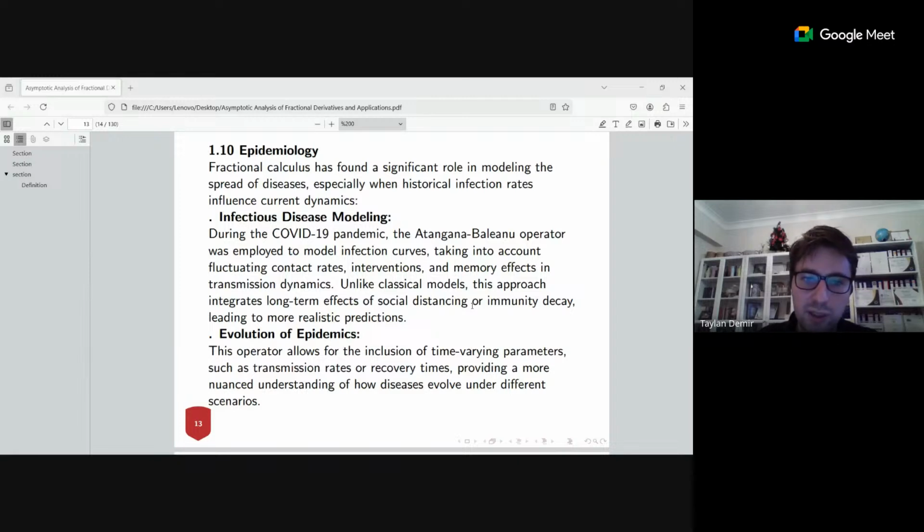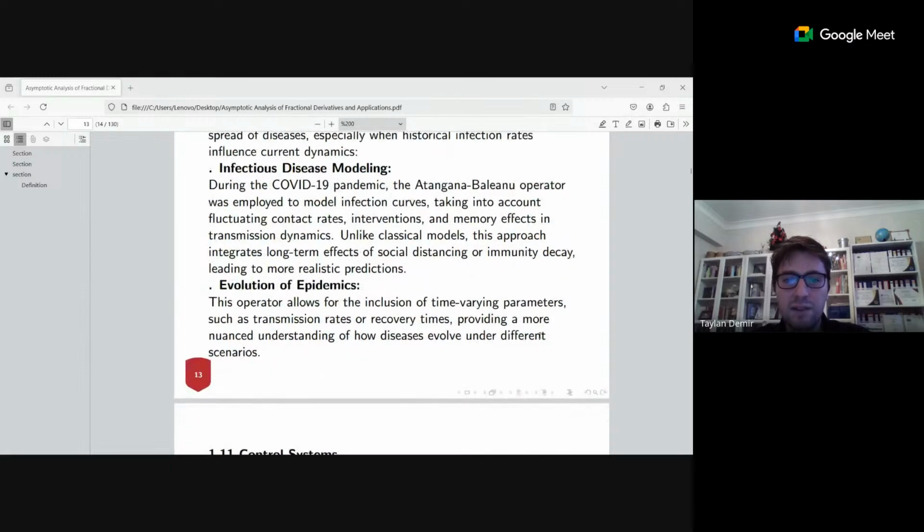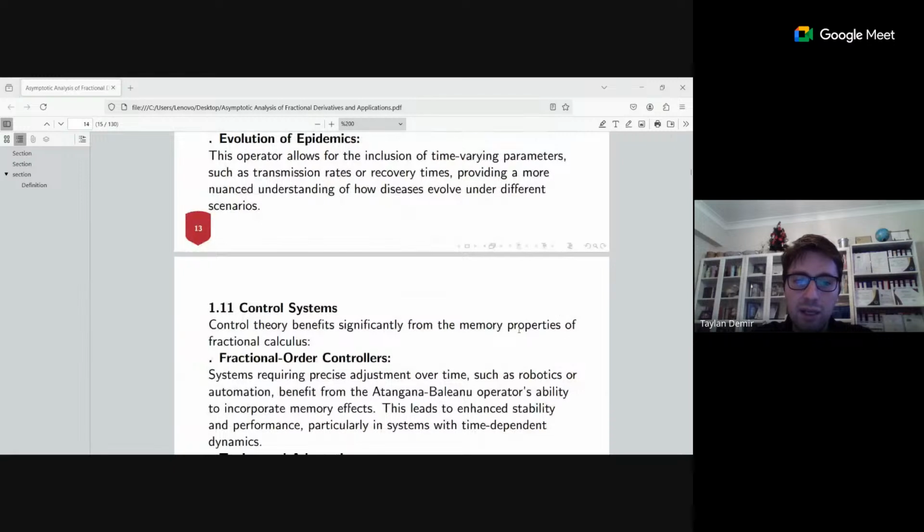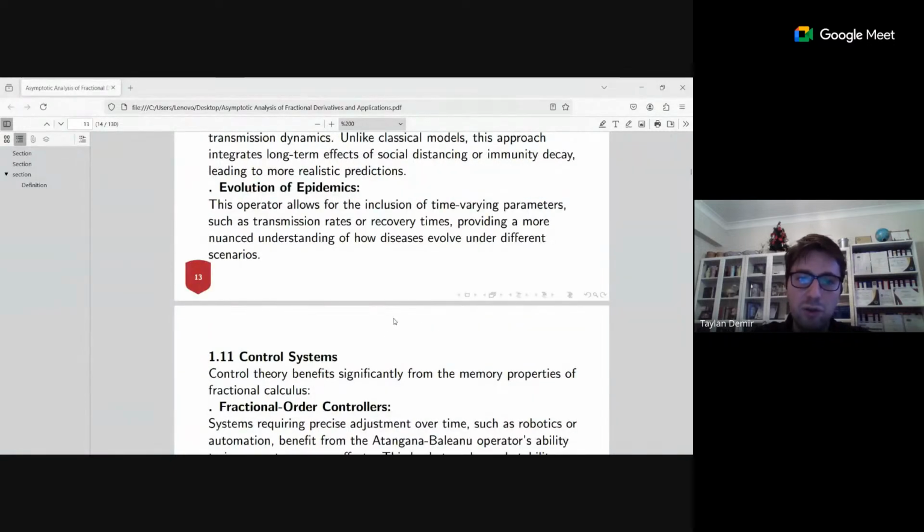And during the COVID-19 pandemic, the Atangana-Baleanu fractional operator was built to model infection curves, taking into account contact rates, interventions, and memory effects in transmission dynamics. Unlike classical models, this approach integrates long-term effects of social distancing or immunity decay, leading to more realistic predictions. And we can use it for the evolution of epidemics. For example, this operator allows for the inclusion of time-varying parameters, such as transmission rates or recovery times, providing a more nuanced understanding of how disease evolves under different scenarios.